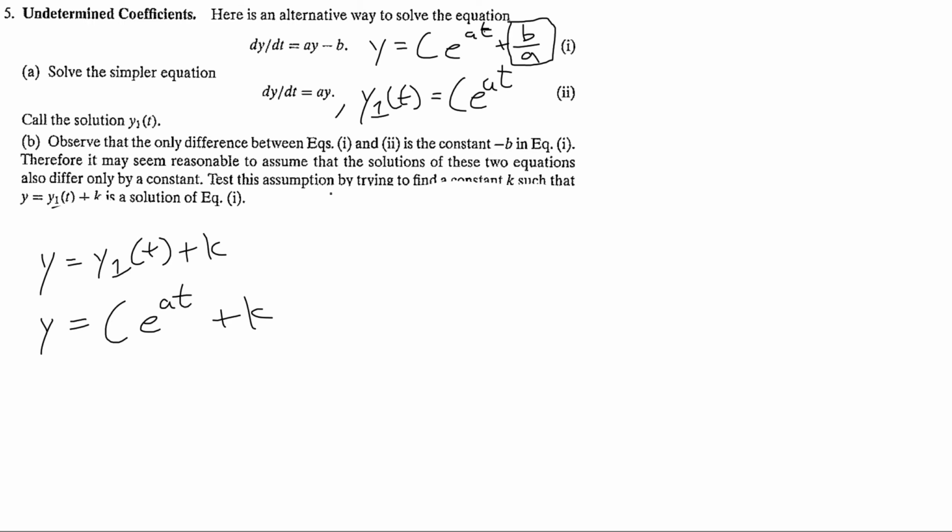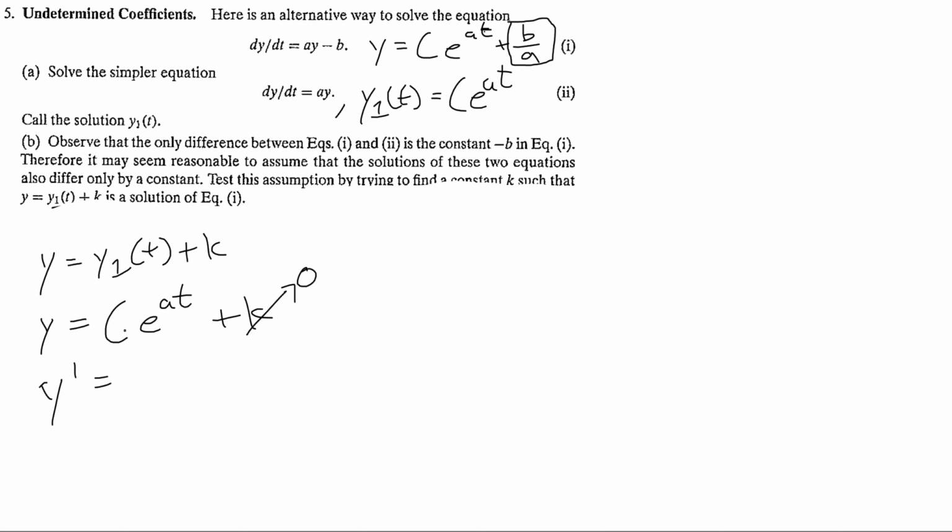And so it's saying, test this assumption by trying to find a constant k such that y equals y1(t) plus k is a solution of equation 1. So what we're going to do is set the derivative of y equal to equation 1, which is ay minus b. So let's derive this. y prime is going to be equal to, remember this is just going to turn to 0 because the derivative of a constant is 0.